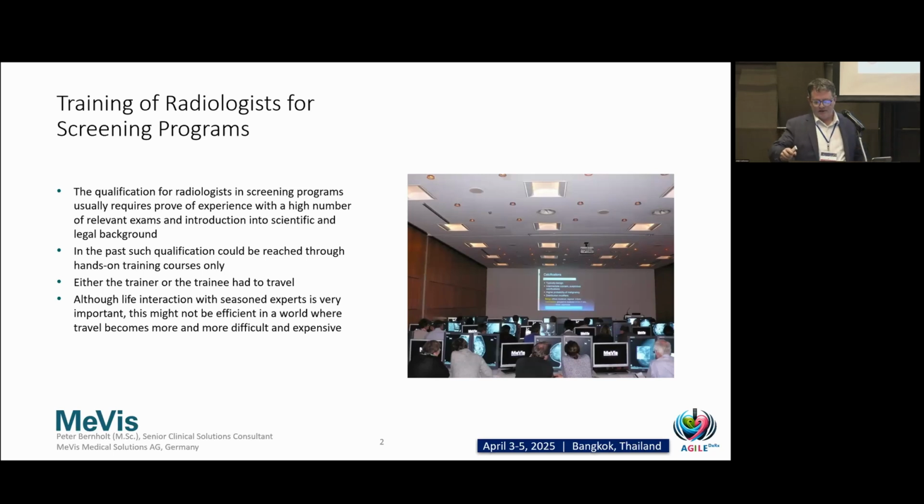As you can see in the slide, this is an example of training on breast tomo, and that was the way radiologists got their 8 hours of training when it initially hit the market.